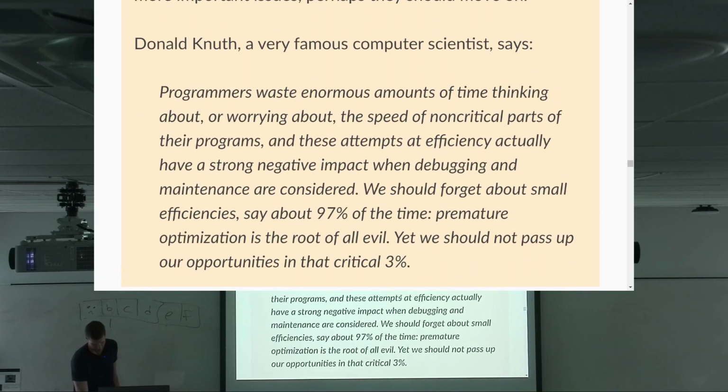There's a very famous saying by a very famous computer scientist, Donald Knuth: programmers waste enormous amounts of time thinking about or worrying about the speed of non-critical parts of their programs, and these attempts at efficiency actually have a strong negative impact when debugging and maintenance. And that's another point too. If your solution is really complicated and you give it to somebody else and they're looking at it going, what the heck, right? Not great. We should forget about small efficiencies, say 97% of the time. That's a very precise number, I'm sure. Premature optimization is the root of all evil. Yet we should not pass up the opportunity at that critical 3%.